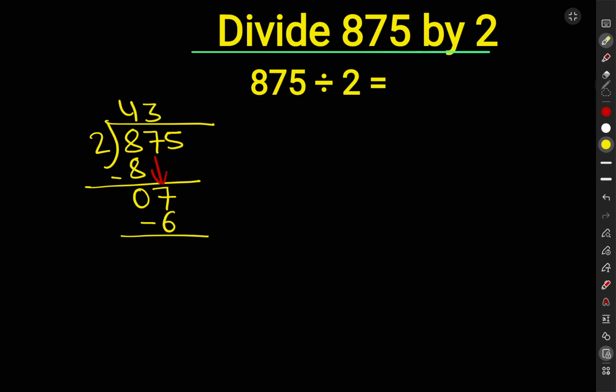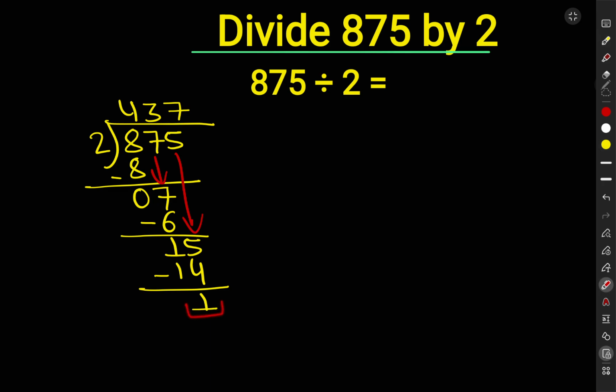On subtracting we get 1. So again we put down this 5 and it is 15. So 2 times 7 is 14. On subtracting we get 1.